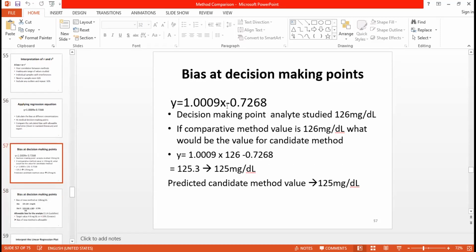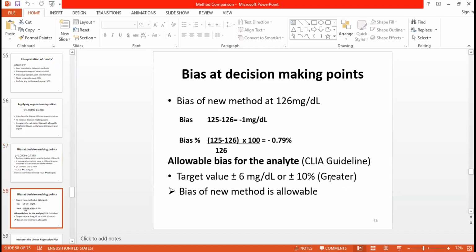Here is an example. The decision-making point for our analyte glucose is 126 milligrams per deciliter. Now I am going to check if the comparative method gave a value of 126, what would be the value that I am going to obtain for the candidate method. So what I have done here is I applied 126 to the equation and I obtained that value, which was rounded up to 126, which means when the comparative method value is 126, the candidate method value is 125.